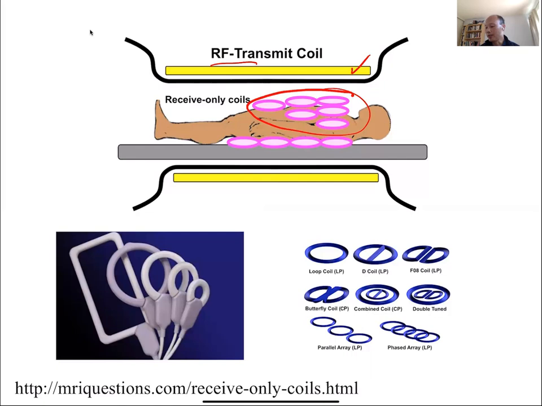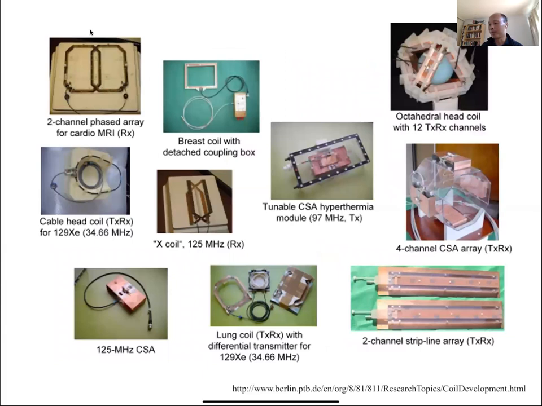Here are some examples of receive only coils. Those are typically only for listening to the energy. These are some other examples, and you can see there's a wide array of coils that people use. There's always innovation in this area. There are even now flexible coils, so you can actually make clothes out of these coils. The idea is you could just put on a jacket with the coils embedded in it, so you wouldn't even have to worry about placing these coils on your subject.